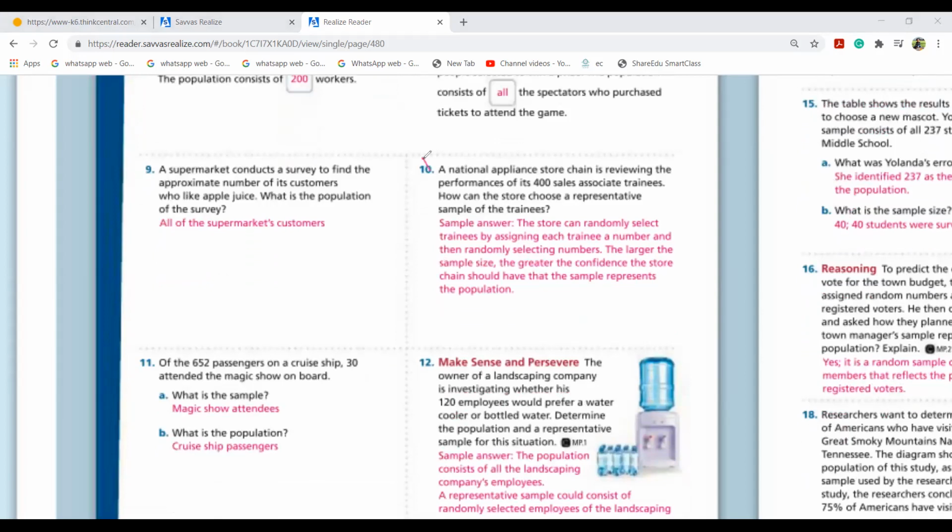Question 10, just put a cross mark. We'll do question 11. Of the 652 passengers on a cruise ship, 30 attended the magic show. What is the sample? 30, those are the magic show attendees. What is the population? The cruise ship, all of them. That is 652 passengers. Just say all cruise ship passengers.